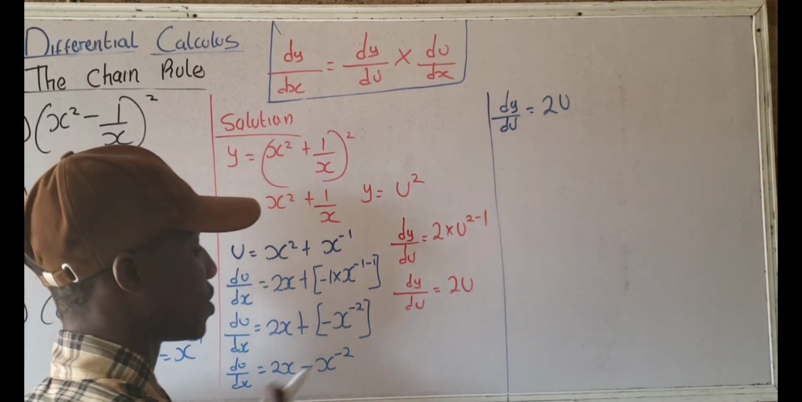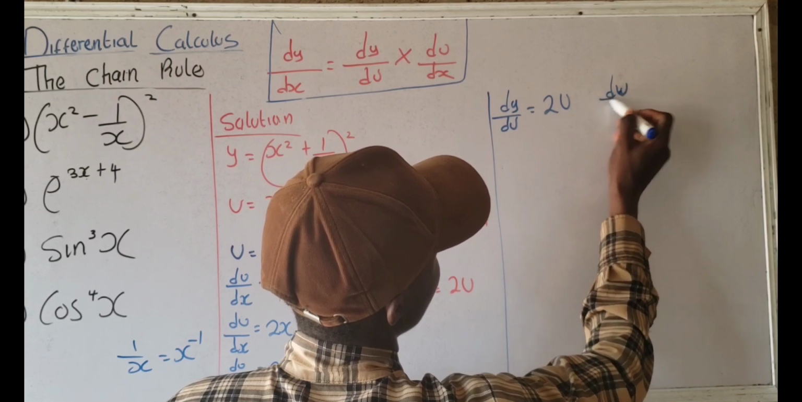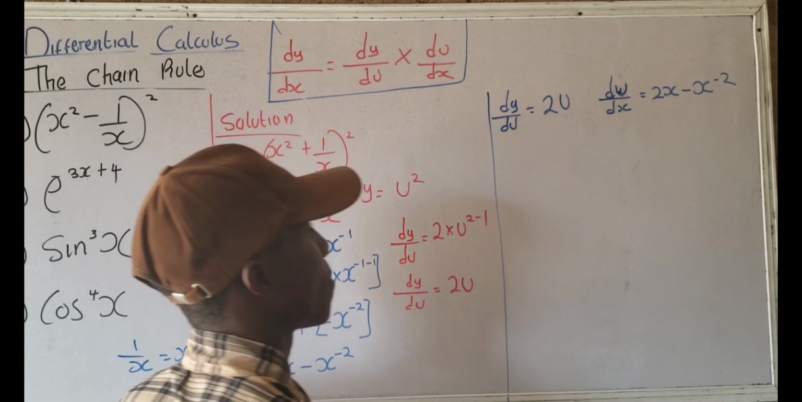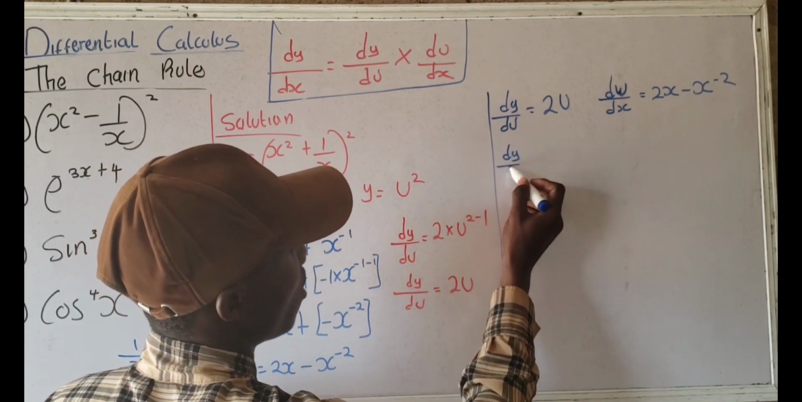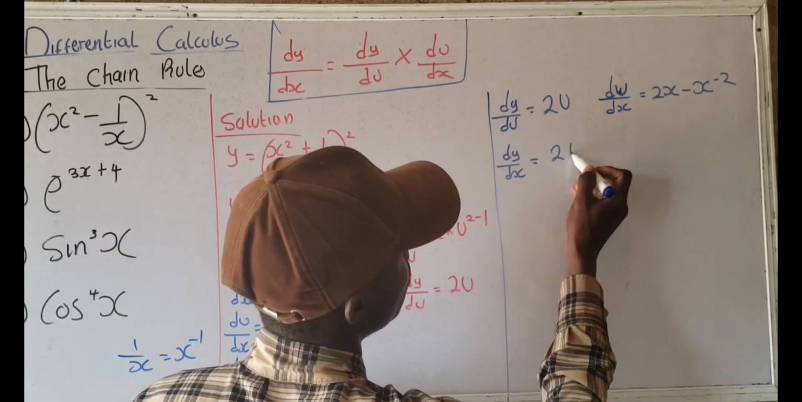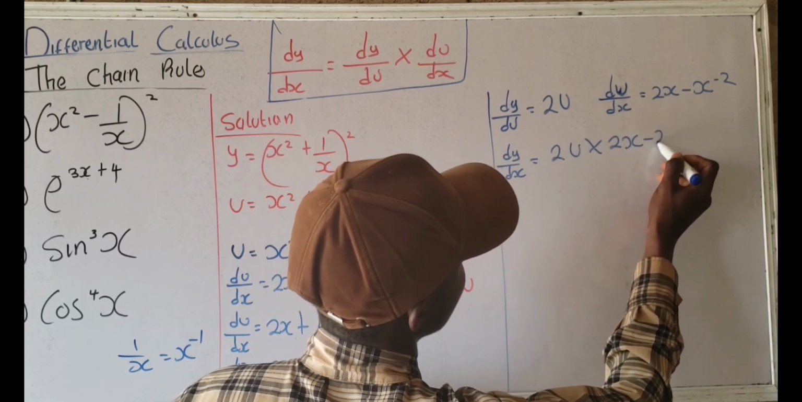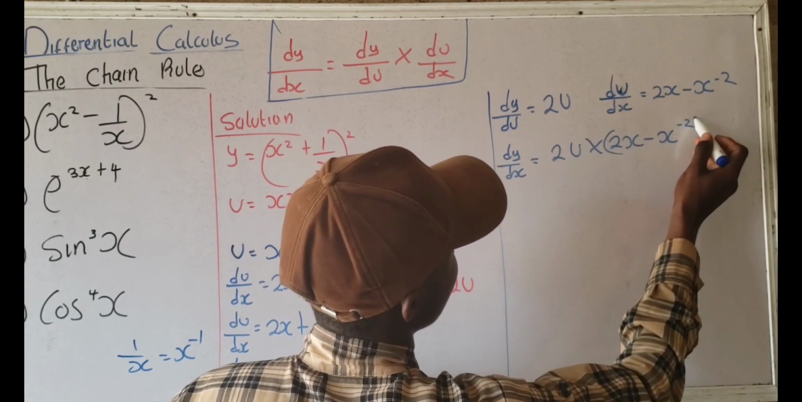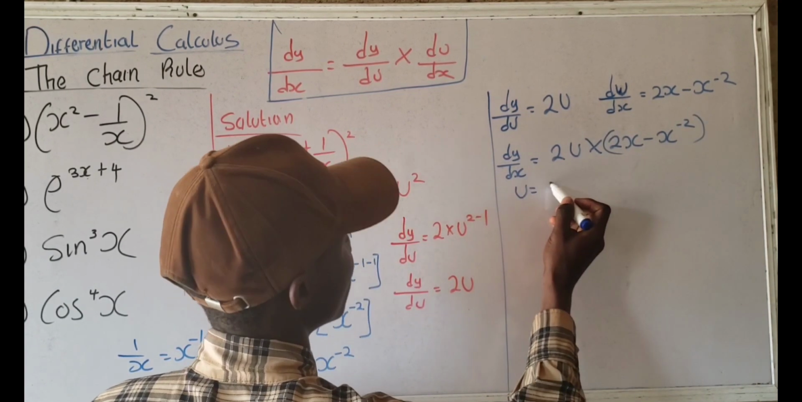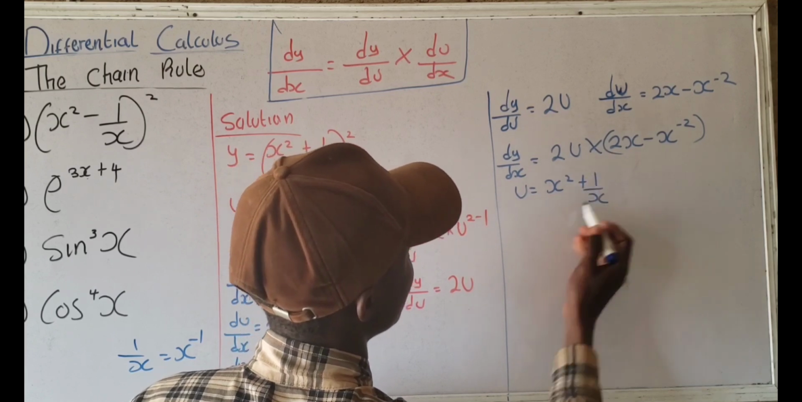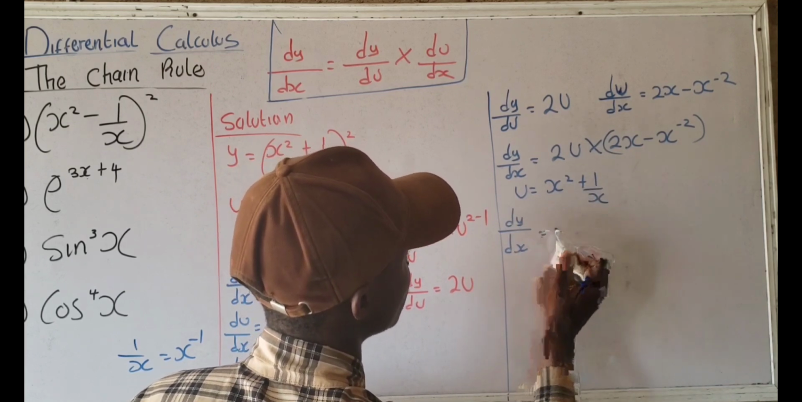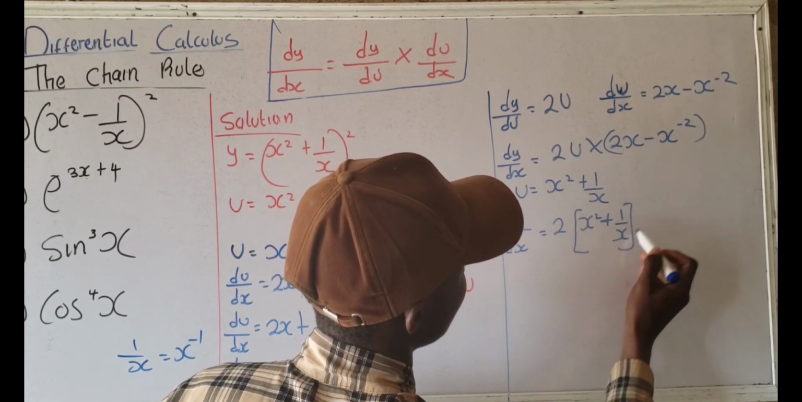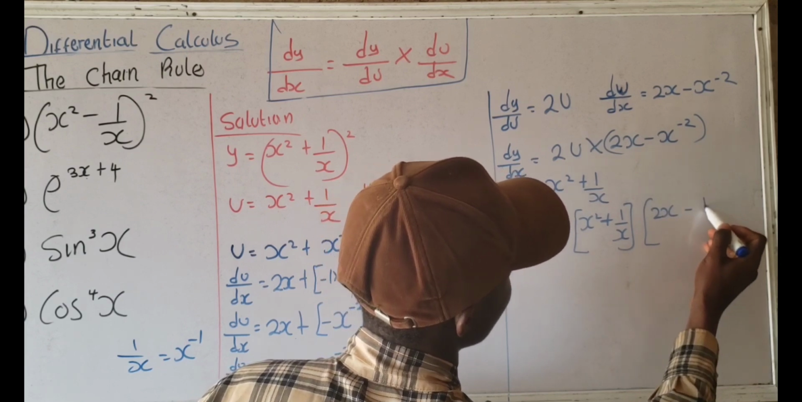And du over dx is what? 2x minus x raised to the power of negative 2. Now, dy over dx is equal to 2u times 2x minus x raised to the power of negative 2. Okay? Now, don't forget that u equals what? x squared plus 1 over x. So I'm going to have dy over dx equal to 2 multiplied by x squared plus 1 over x multiplied by 2x minus 1 over x squared.